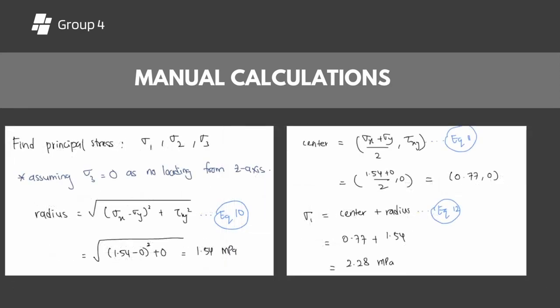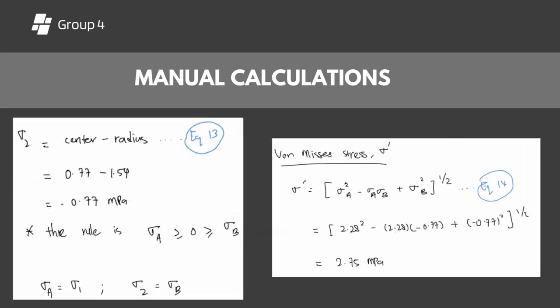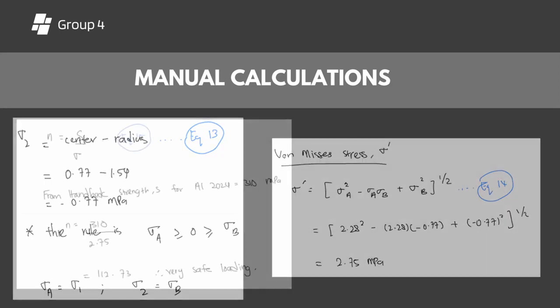The principal stresses are equal to the center plus minus radius. For principal stress 1, which is equal to the center plus radius, we got it to be valued at 2.28 megapascal. And for principal stress 2, which is equal to the center minus radius, we got 0.77 megapascal. With that, we can find the von Mises stress, which we got 2.75 megapascal.